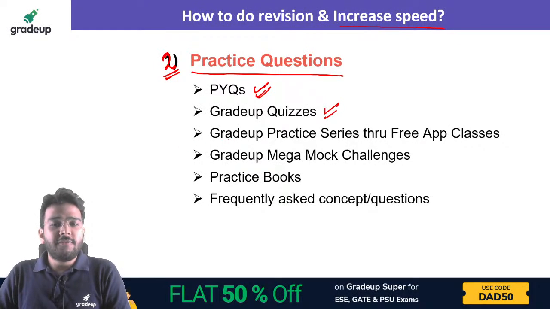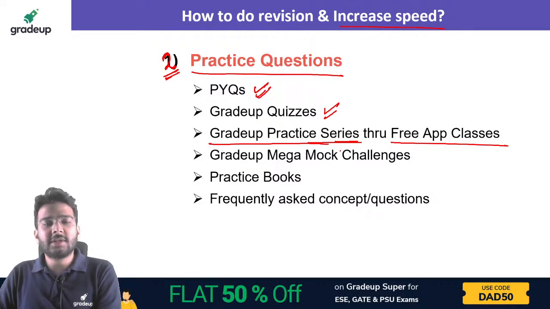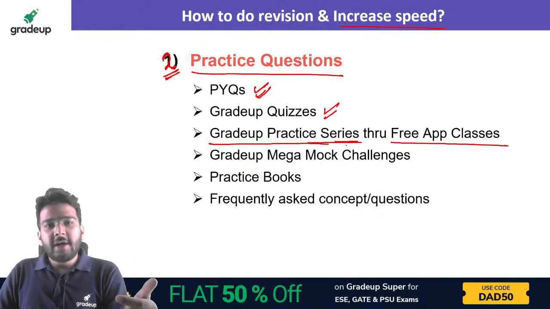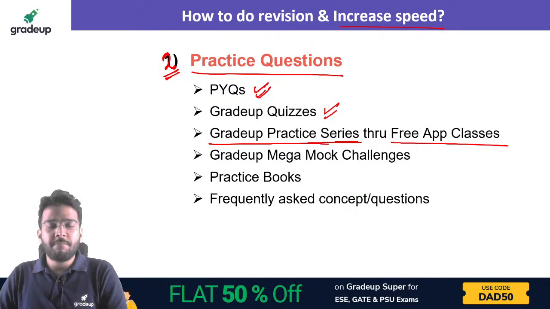Now, apart from that, there is the Gradeup practice series, through free app classes. We are conducting daily free app classes by various faculties of computer science, right? So you can attempt those free practice series as well, because we are going to give you 1 or 2 minutes for a single question, and you have to solve that question within that time frame. So that is also going to help you work on your speed. See, the more you revise and the more you practice questions, that is directly proportional to speed and accuracy improvement. And that is the fact.